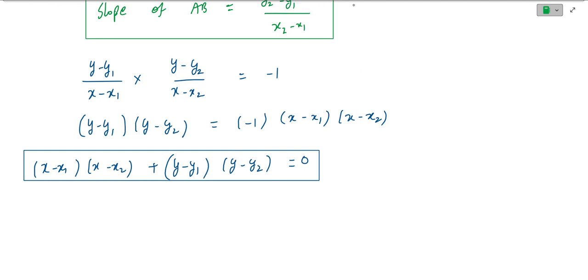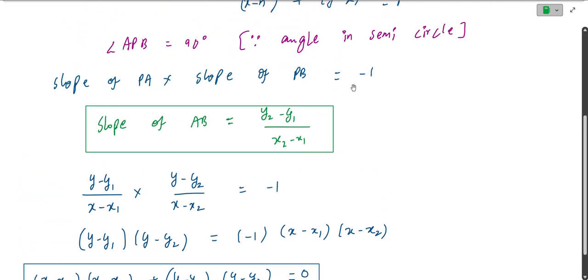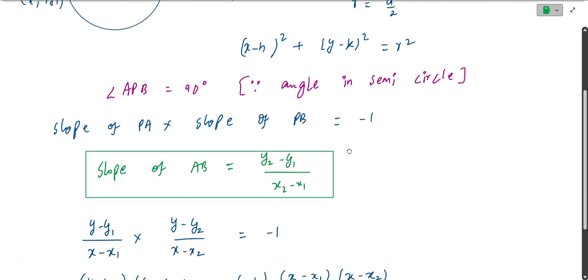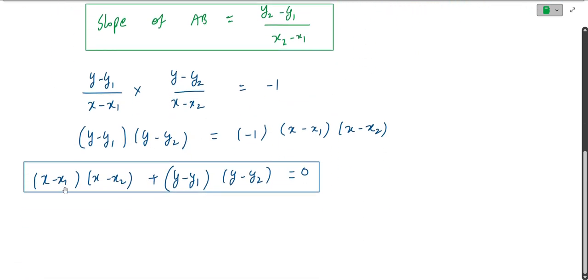Why? Because without finding the radius and diameter, I can directly substitute the given coordinates x1, y1 and x2, y2 into the equation and directly simplify it so that I can get the equation of a circle whenever the endpoints of the diameter are x1, y1 and x2, y2.